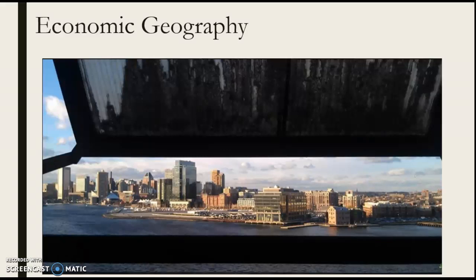We begin our look at economic geography with this image of downtown Baltimore. This image was taken from atop the Domino Sugar Factory, a historic secondary sector facility overlooking downtown Baltimore. The landscape in front of you reflects tertiary and quaternary economic activities. So the Domino Sugar Factory serves as a reminder that Baltimore's economic geography, its economic landscape, continues to evolve.